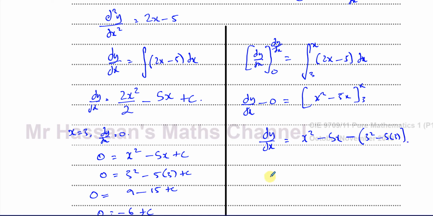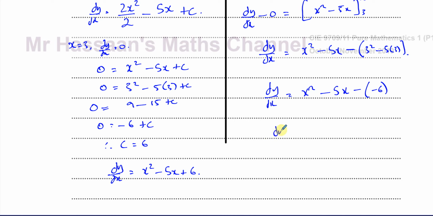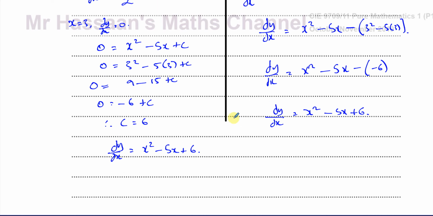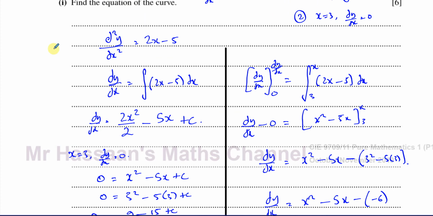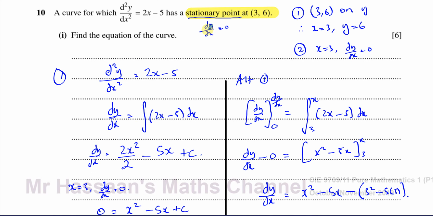So you end up with dy/dx equals x squared minus 5x, and then you're going to have minus, that's going to be 9 minus 15, which is minus 6. So you end up with dy/dx equals x squared minus 5x plus 6. So we get the same answer up to now, whichever one of those two ways we choose. Okay, so this is one method, and this is an alternative method. Both of them give us the same. All right, now, we haven't finished.